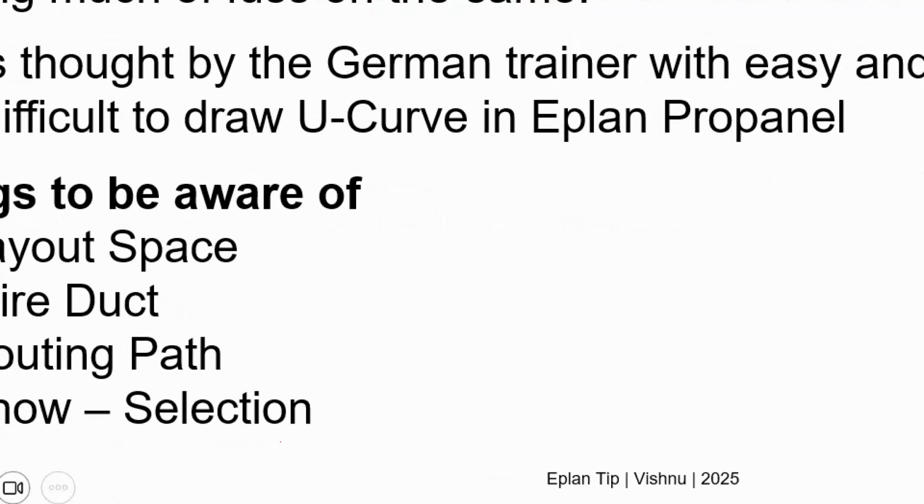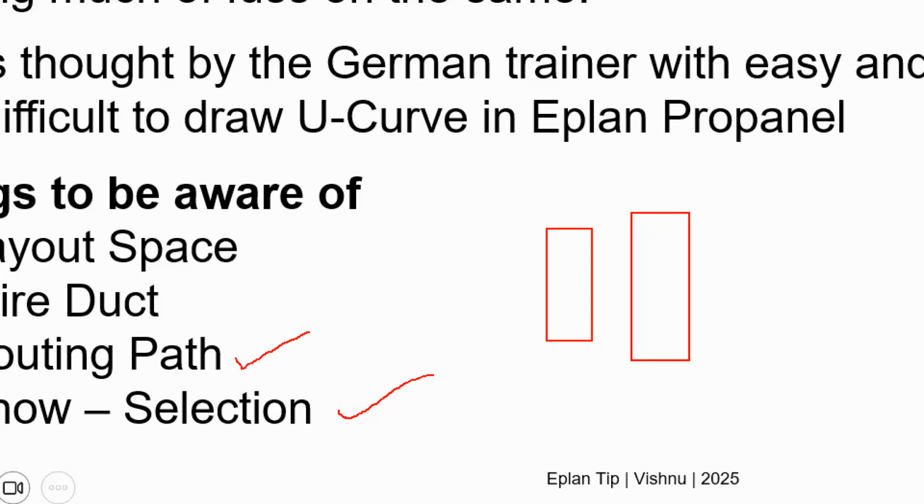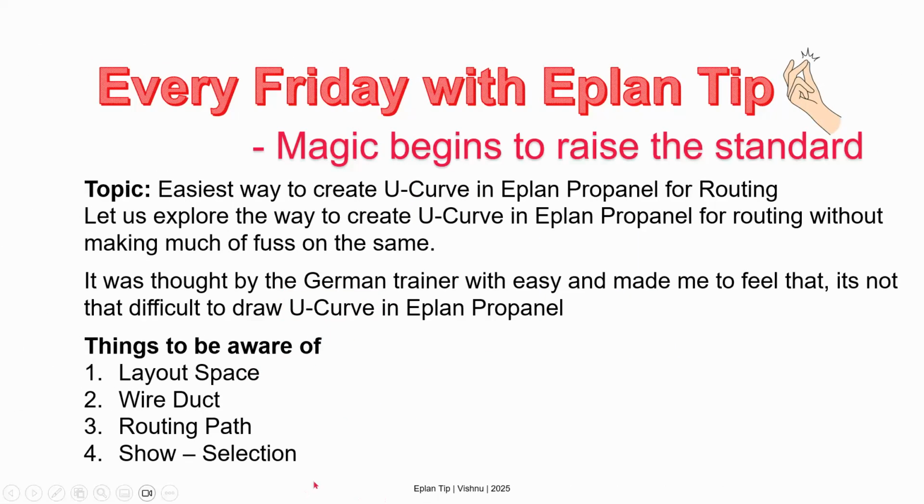It means I want to see only the mounting panel and only the door, so show selection becomes a critical part for me. You should be aware of that also. And this routing path is very, very important for us. In this routing path, we will also come across the U curve. So that is the U curve, this is the one you are going to see. Without delay, we'll jump to the tool.